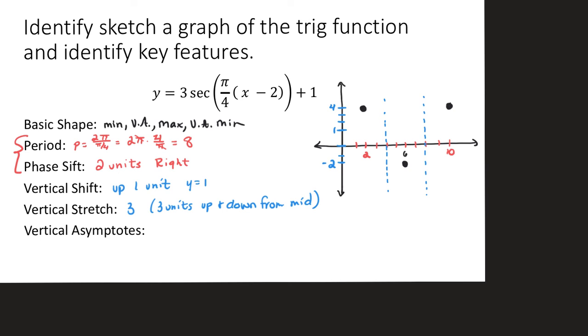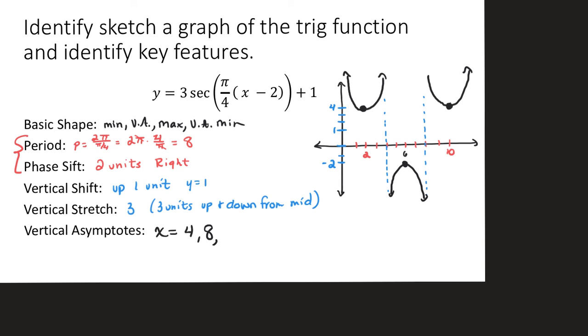Now that I have my vertical asymptotes and my max and min values, I'm going to go ahead and sketch my basic graph, where I am going up from my min values and down from my max values. And that is my basic shape of my secant function. I did want to find my vertical asymptotes, which is why I started with the graphing portion. My vertical asymptotes are falling here and here, at x equals 4 and at x equals 8.